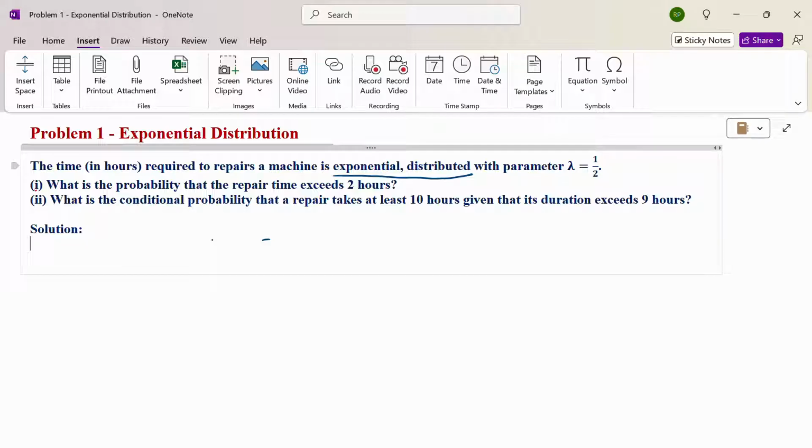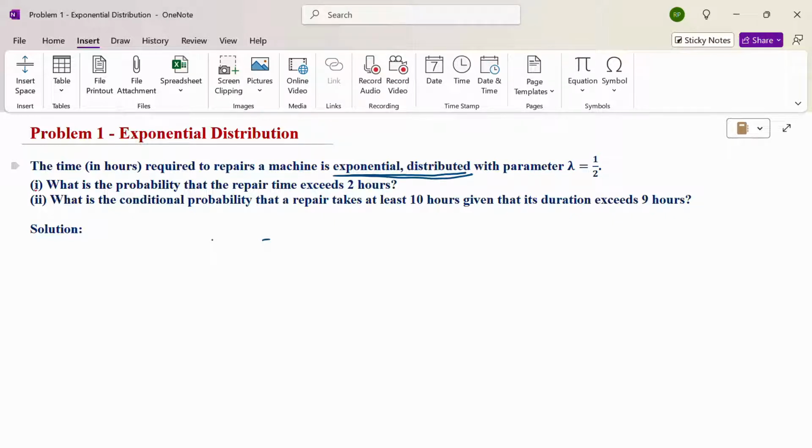Look at this problem. Time in hours required to repair a machine is exponentially distributed with the parameter lambda 1 by 2. What is the probability that the repair time exceeds 2 hours? What is the conditional probability that the repair takes at least 10 hours given that its duration exceeds 9 hours? So this is a problem. Now this problem, no issue, because the exponential distribution is directly mentioned.